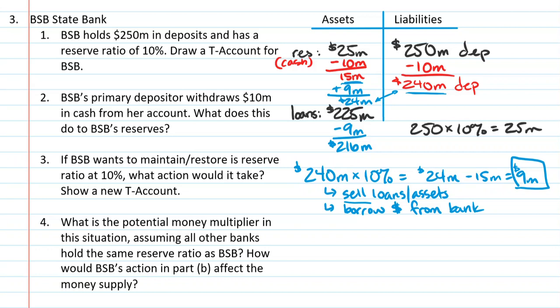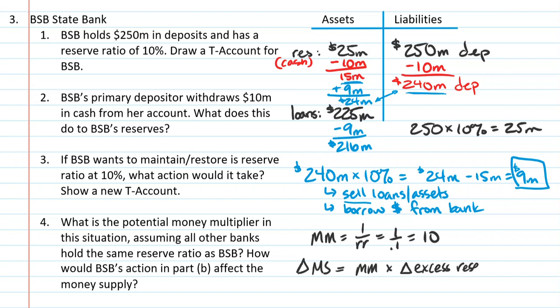Final problem here, what is the potential money multiplier in this situation, assuming all other banks hold the same reserve ratio, and how would the action in part B, or really here the withdrawal from the deposits, affect the money supply? So first, of course, our money multiplier is equal to 1 over the reserve ratio. 1 over 0.1 is going to give us a money multiplier of 10. And then we come back to our equation. The change in the money supply is equal to the money multiplier times the change in excess reserves.